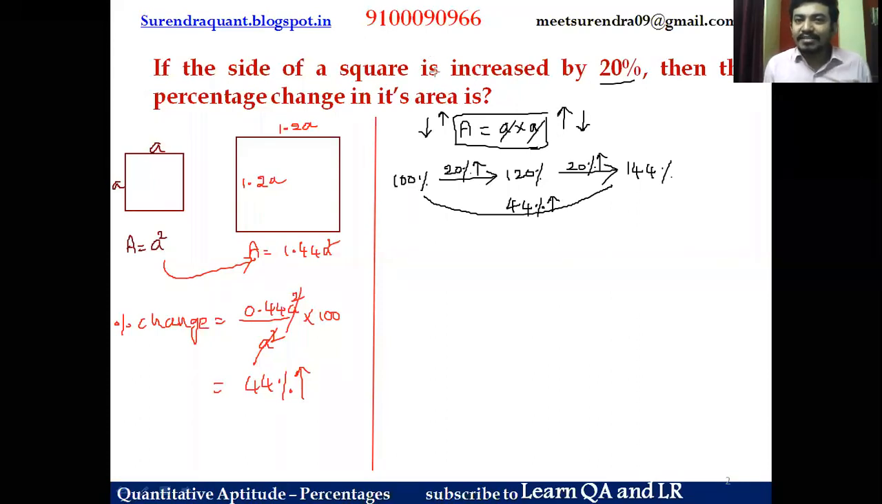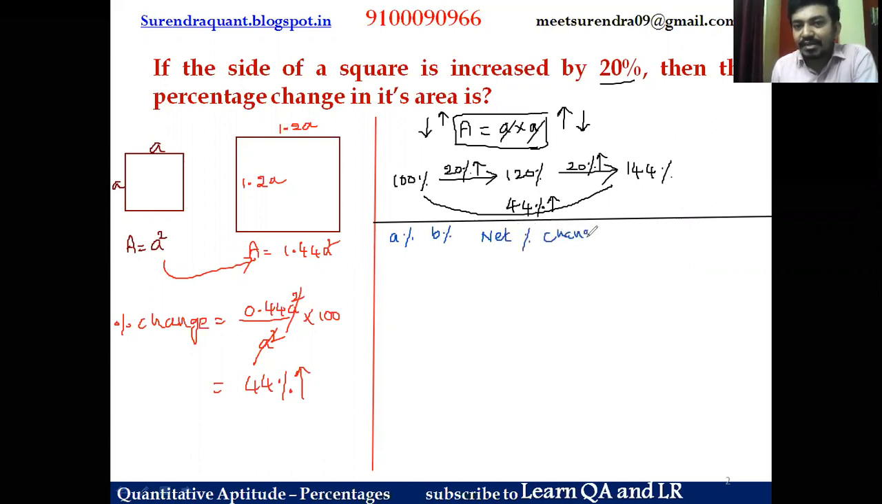Any other way to solve, guys? Yes. In one of the previous lectures, we discussed a formula when there are 2 percentage changes, A% and then B%. Then we discussed a net percentage change. Net percentage change is A plus B plus A into B by 100. Here, if they increase, take positive sign. If they decrease, take negative sign. Here, dimensions are increasing, right? For a square, both dimensions are the same. A and B are both the same, equal to 20%.